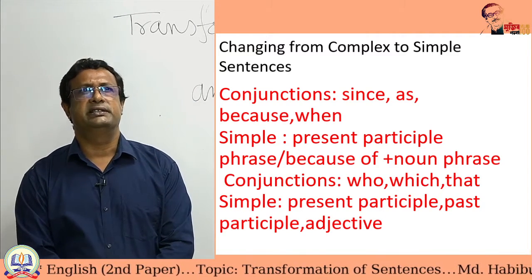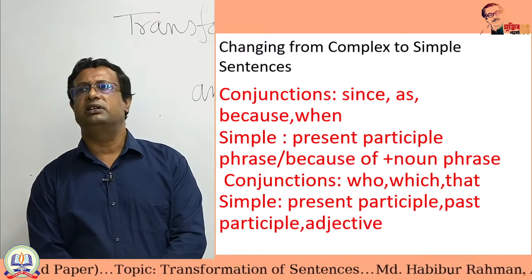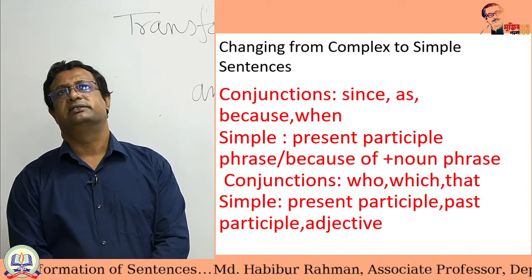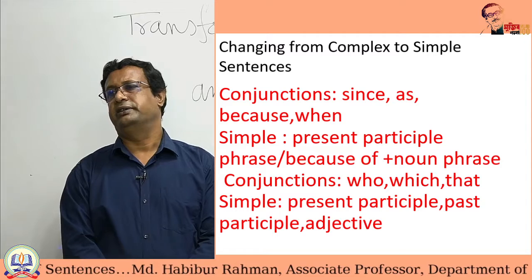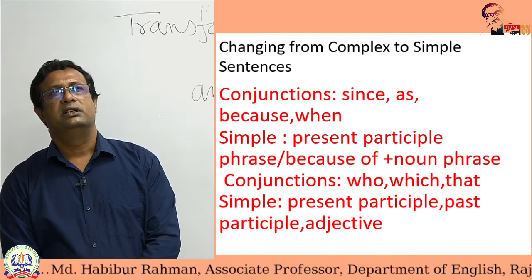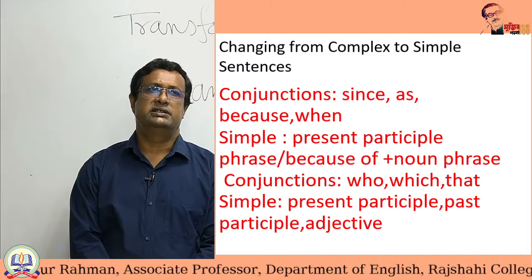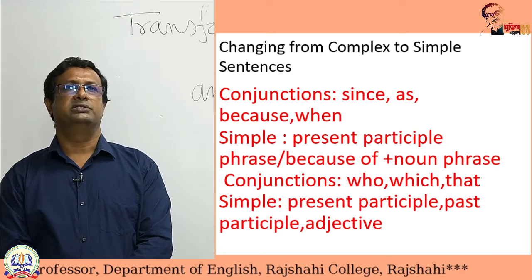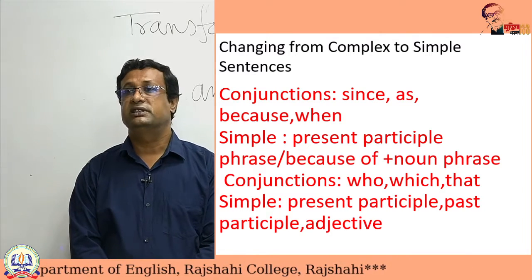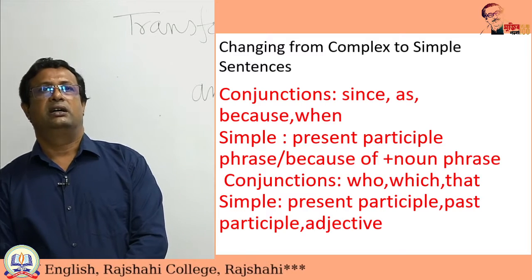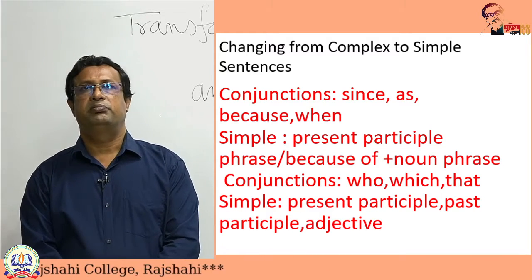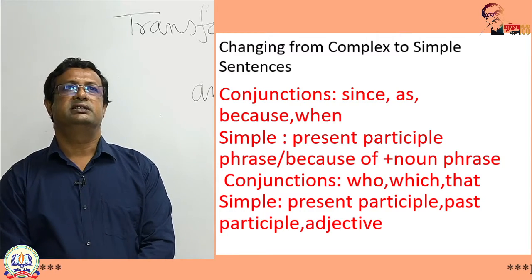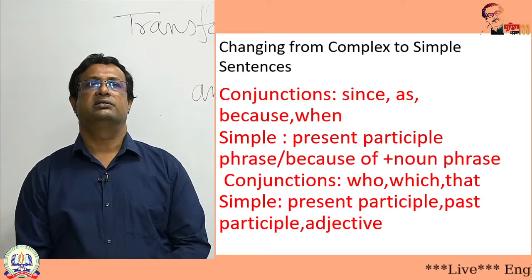In the complex sentence, usually you get such conjunctions as since, as, because, when. If you find them and if you want to change it into a simple sentence, you may need to use a present participle phrase, or because of plus noun phrase. In this way, you can change since, as, because, when conjunctions.